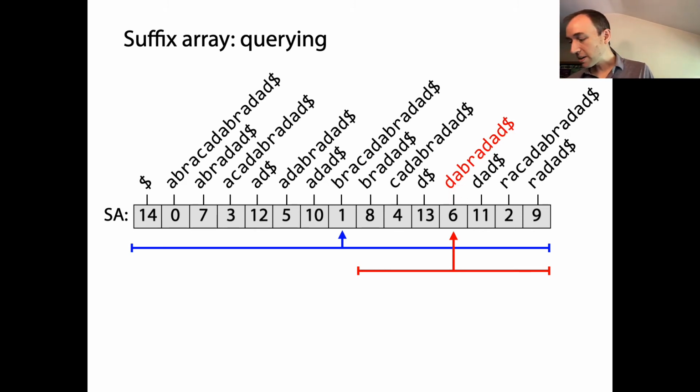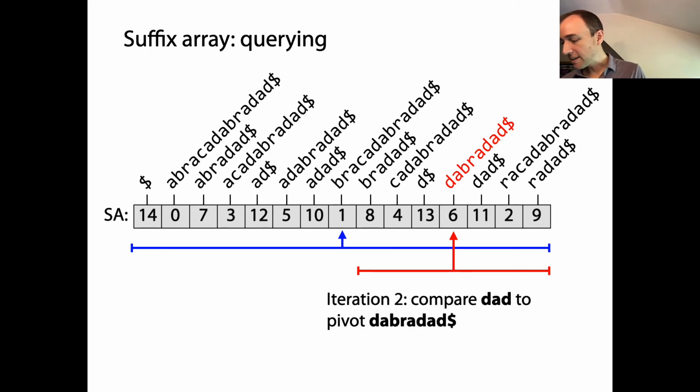And so now we're going to compare our query string DAD to the pivot suffix. And DAD is greater than DAB, right? There's going to be a mismatch in that third position, and we're going to find D is greater than B. So again, DAD comes to the right of that pivot alphabetically. So if there are any suffixes that have DAD at the beginning, they're going to have to be over here. They can't be over here, right?